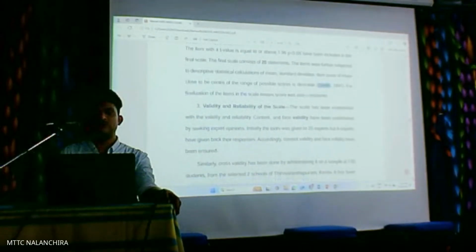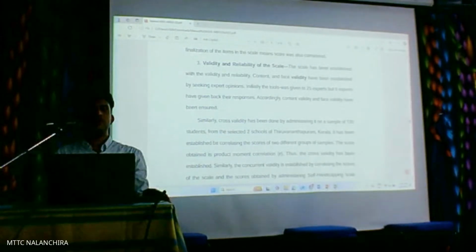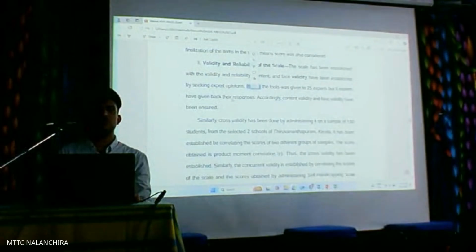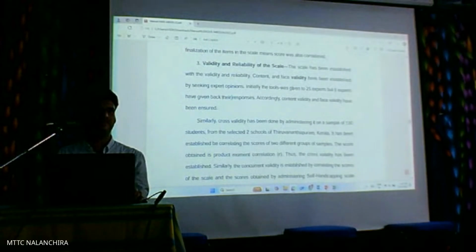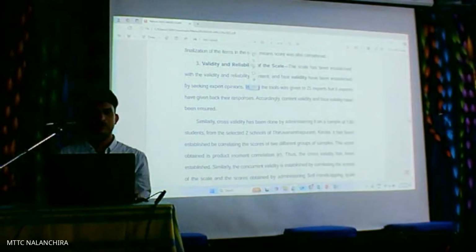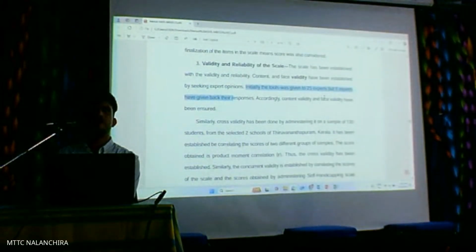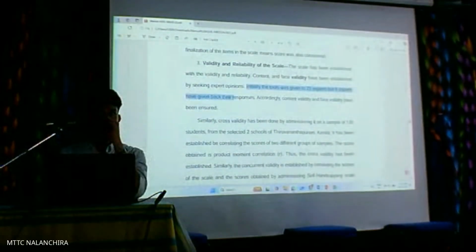Then we went for validating. See, this is also one of the learnings for you. Initially the tool was given to 25 experts, only 9 experts returned it. That is happening in most of our cases. People will take the tool, but we may not get it back with comments. So we gave it to 25, but we got only 9 responses.